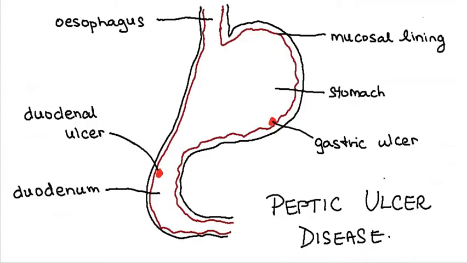So for a better understanding, let's have a look at this picture. As you can see, there is the food pipe or the esophagus that leads into the stomach. But the stomach goes into the next part of the gut called the duodenum. This is lined by a slimy mucosal layer which protects against the acid that is produced by the stomach. The stomach produces the gastric juice which helps in digestion as well as acids that also help in digestion of the food.